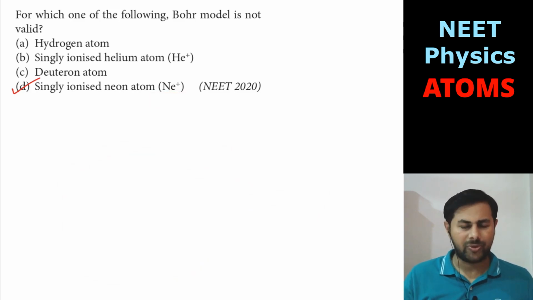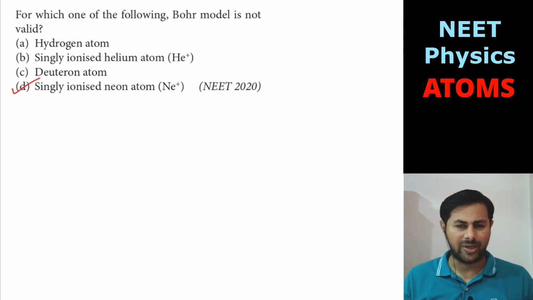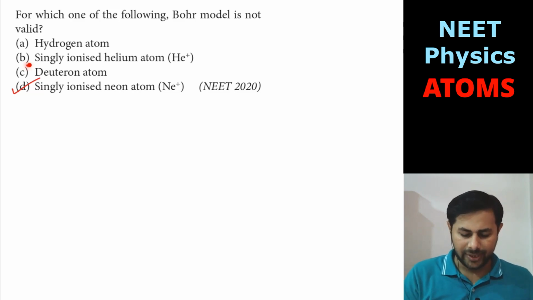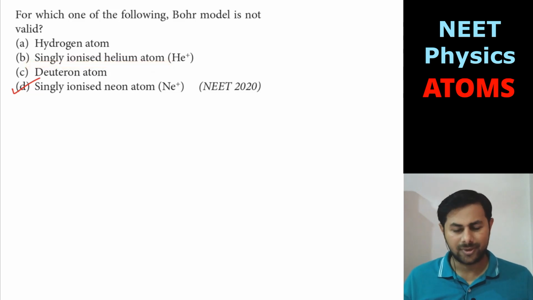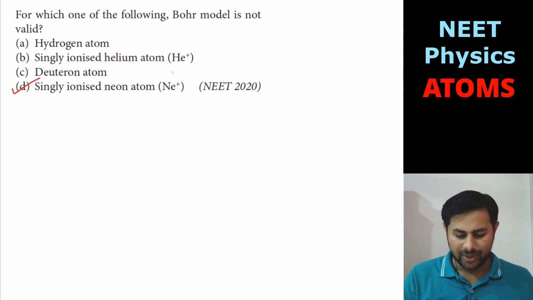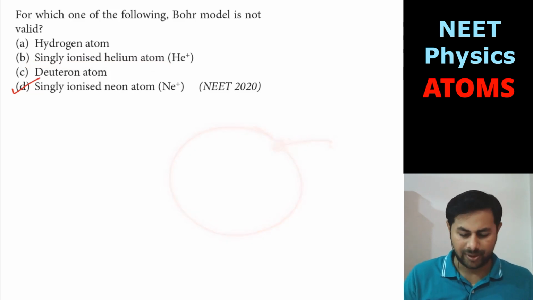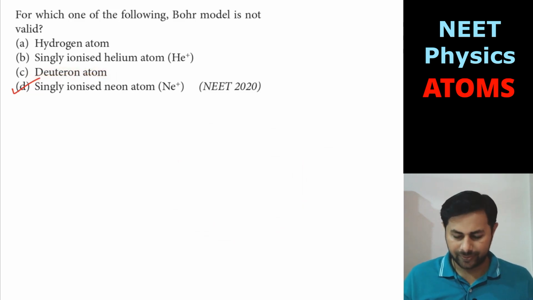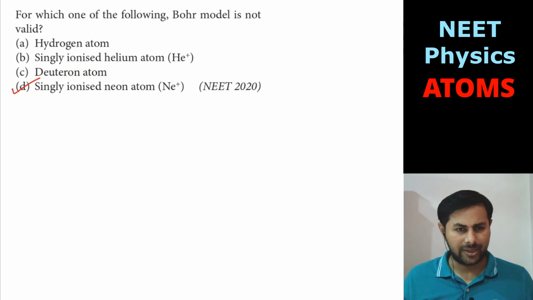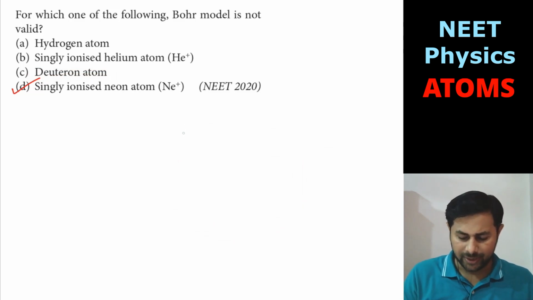What do we want in Bohr's model? We just want one electron. So for the singly ionized helium atom, Bohr's model is applicable. Why? Because there are 2 electrons in the outermost orbit. If you remove one, one will be left. Deuteron atom. Now what is deuteron atom? It is deuterium, right?